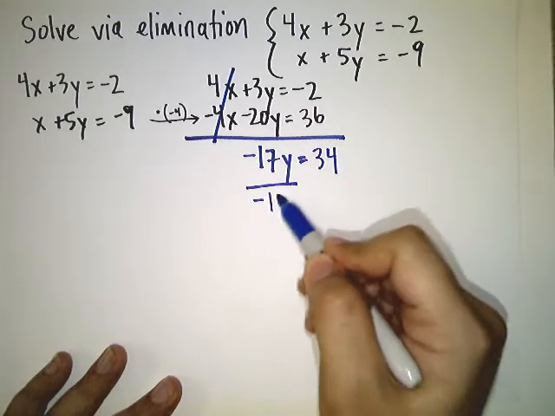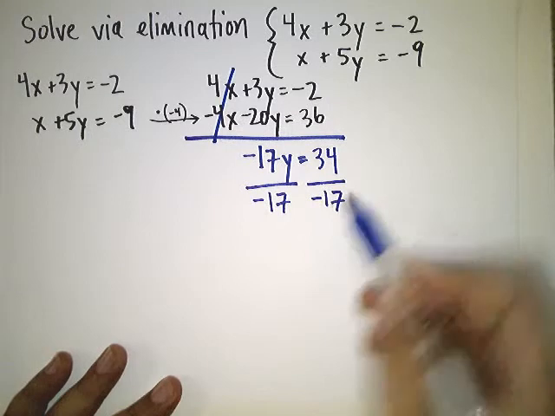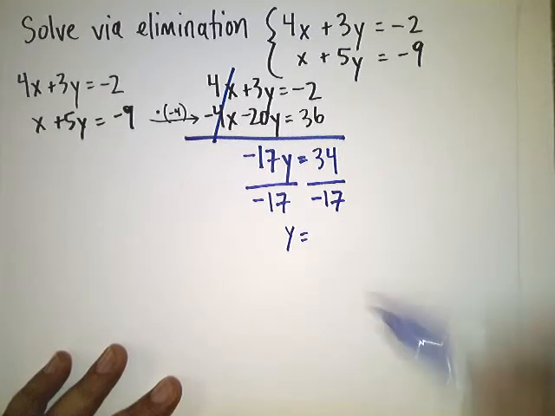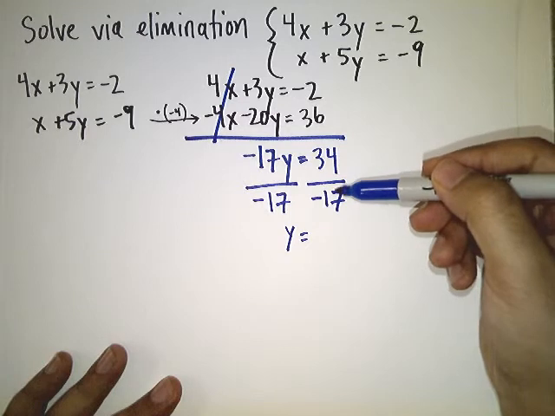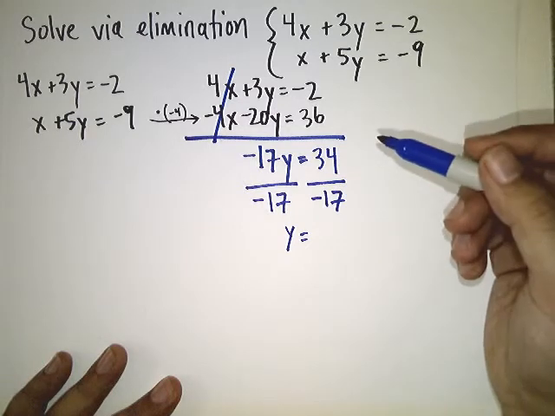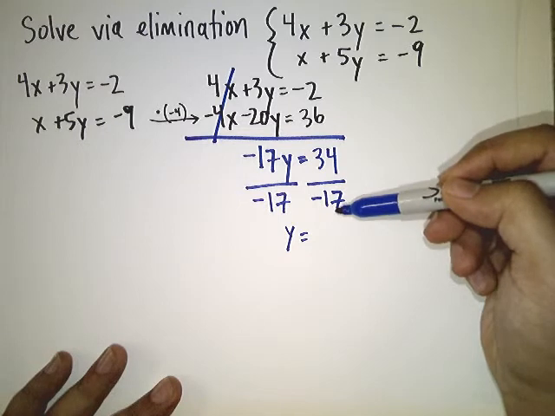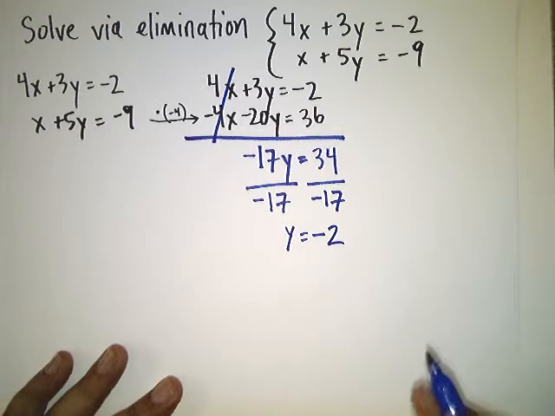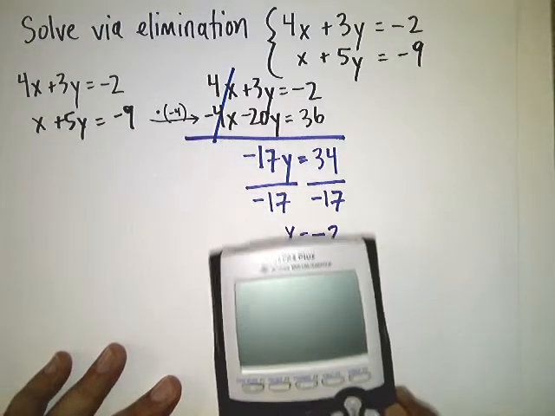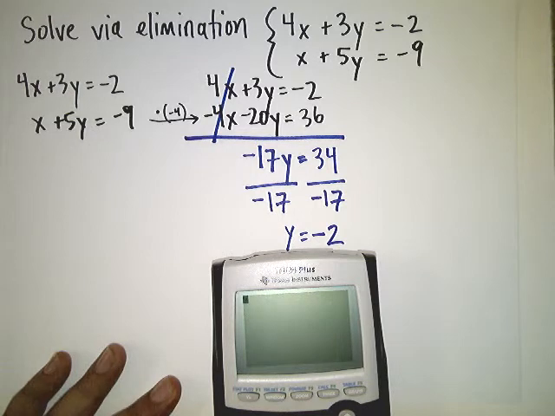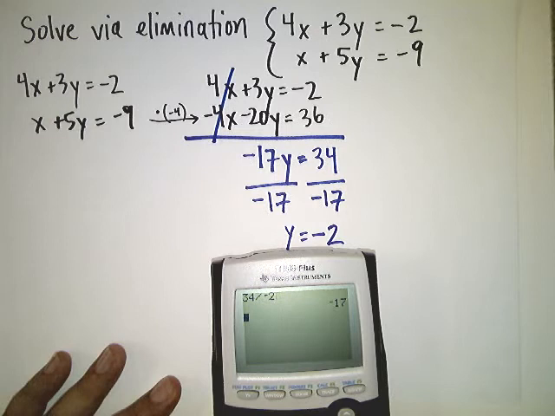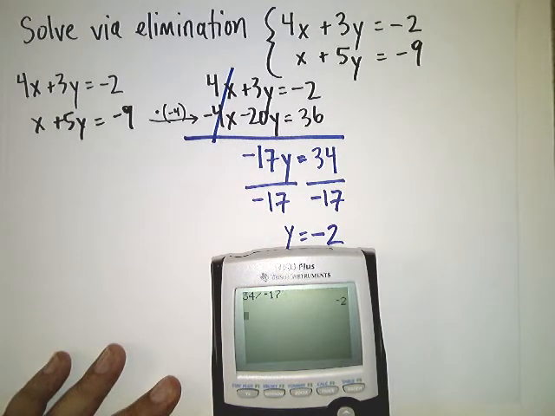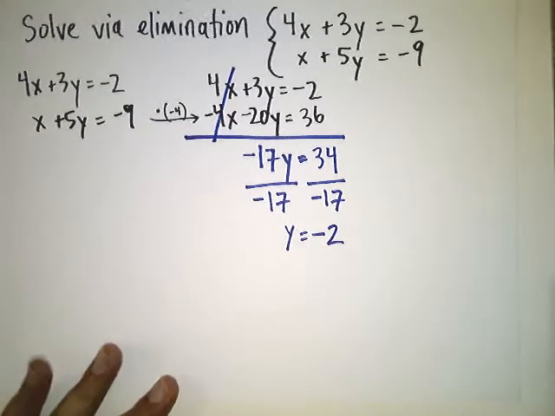We'll divide both sides by negative 17. Y equals, let's see, 34 divided by negative 17. If you want, you can use your calculator for that. Or if you know that 17 goes into 34 twice, you'll know that this is negative 2. If you want to see that on the calculator, here's what it would look like. 34 divided by negative 17. My bad. Negative 2.